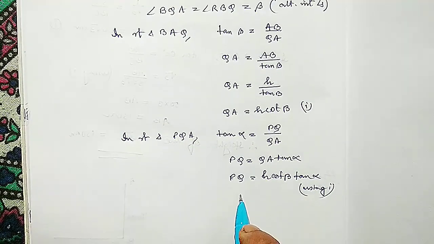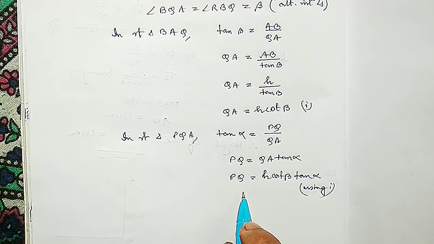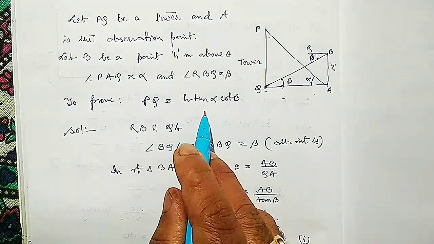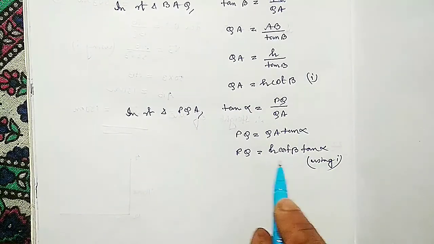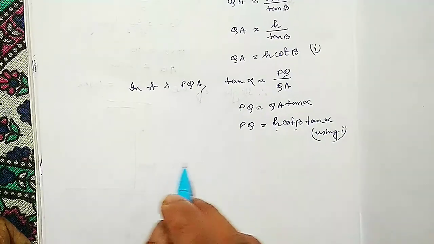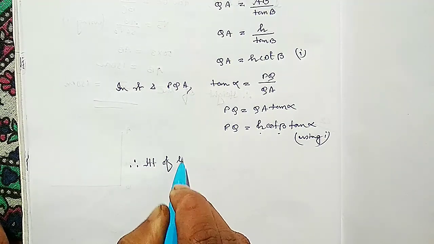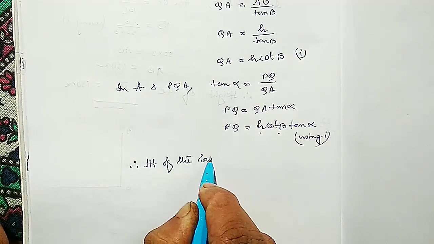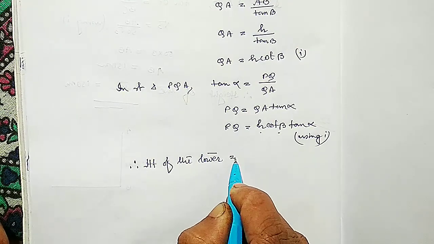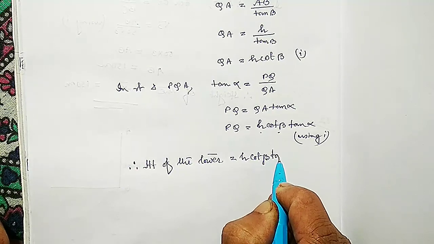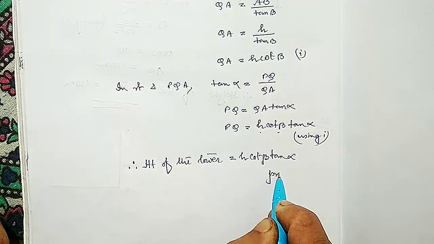And what is PQ? PQ is the height of the tower. So this is what we have to prove. We have to prove PQ equals h tan alpha cot beta. So we got this one, h tan alpha cot beta. Therefore, height of the tower equals h cot beta tan alpha, hence proved.